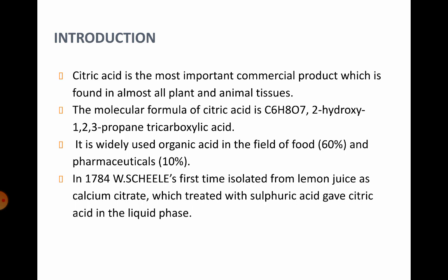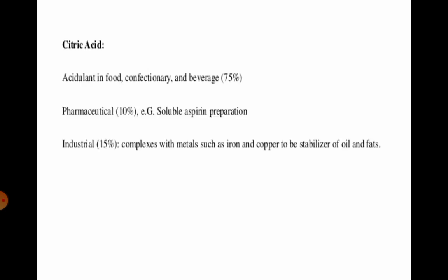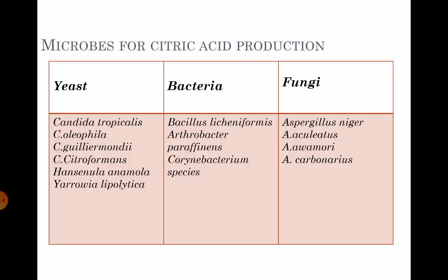In 1784, Scheele for the first time isolated from lemon juices calcium citrate, which treated with sulfuric acid gave citric acid in the liquid phase. Citric acid is an acidulant in food, confectionery, and beverage. It is also used in pharmaceuticals. It is used in industry to complex with metals such as iron, copper, and to be a stabilizer of oils and fats.